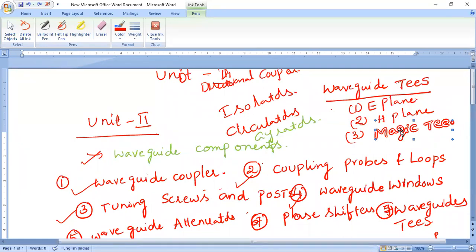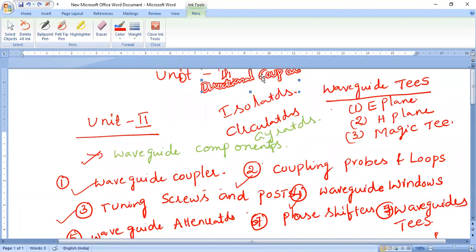And we need to calculate scattering parameters. What are scattering parameters? What are its characteristics? All those things we are going to discuss. And after completing these waveguide T's, we are going to discuss directional couplers. What is a directional coupler?